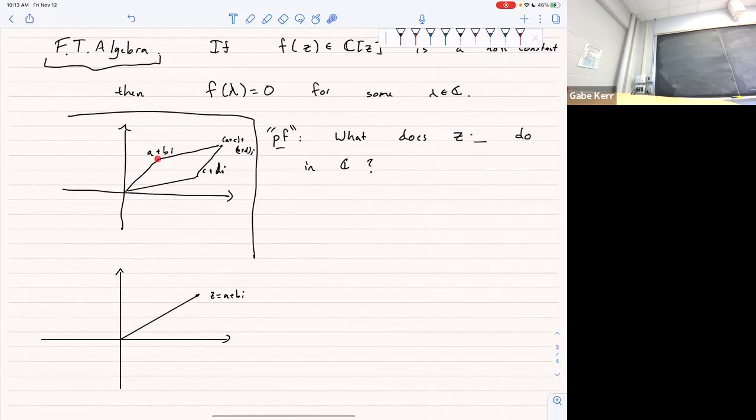If I add an arbitrary thing to a plus bi, what does it do? I can think of a plus bi as an action on the entire plane. And it just translates it up. This guy gets translated up that much. This guy will get translated up that much. I add a plus bi to everything on the plane, I'm translating the entire plane. Okay, I'm asking the same question now about multiplication.